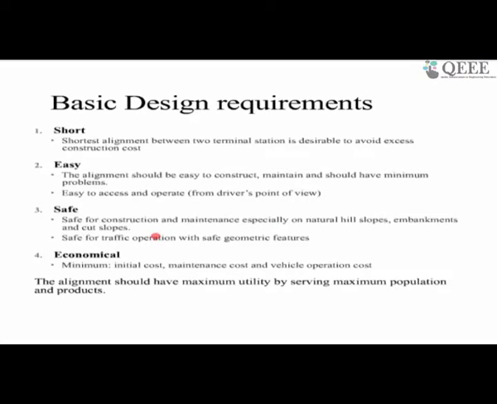The next part is safe. We are constructing highways, and we need to make sure that the highway is safe for the road user. So any alignment when we are choosing, we should not have a sharp curve after a long straight section. This is just one example, but as we go into the design, you will see more of those, and you will see how it is safe.